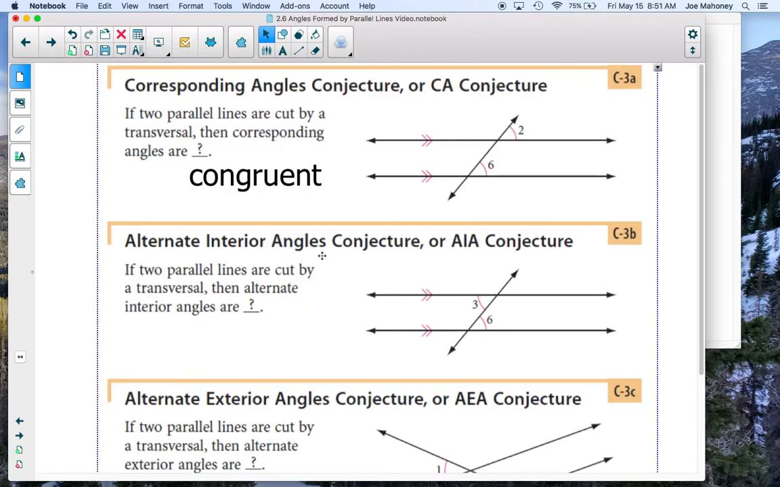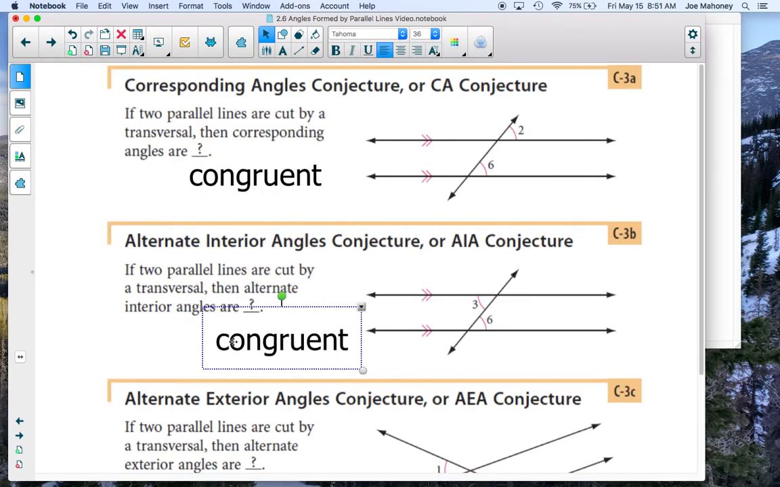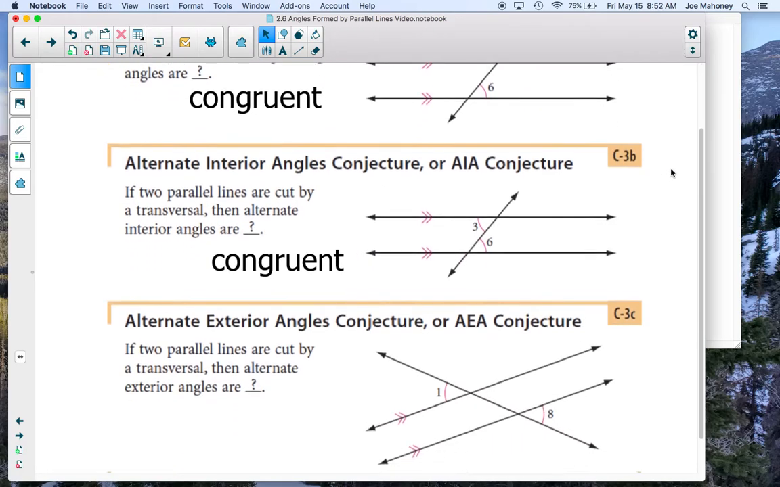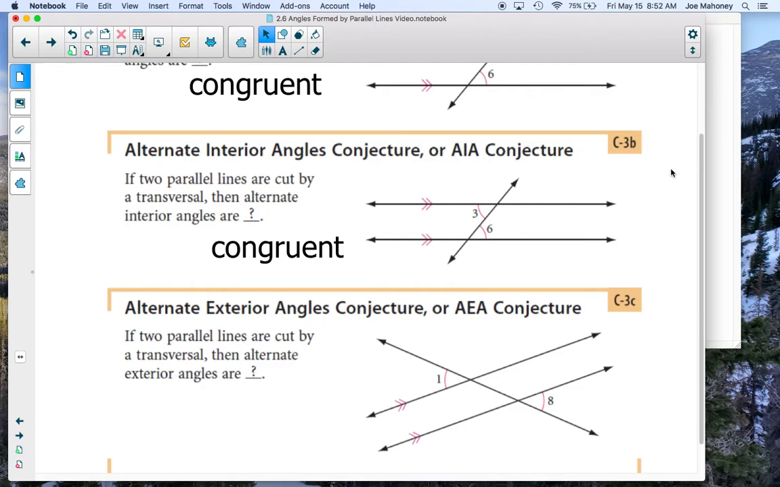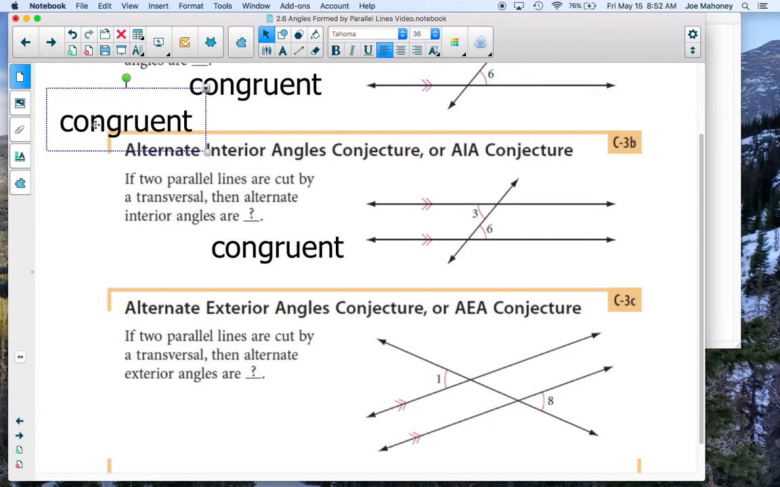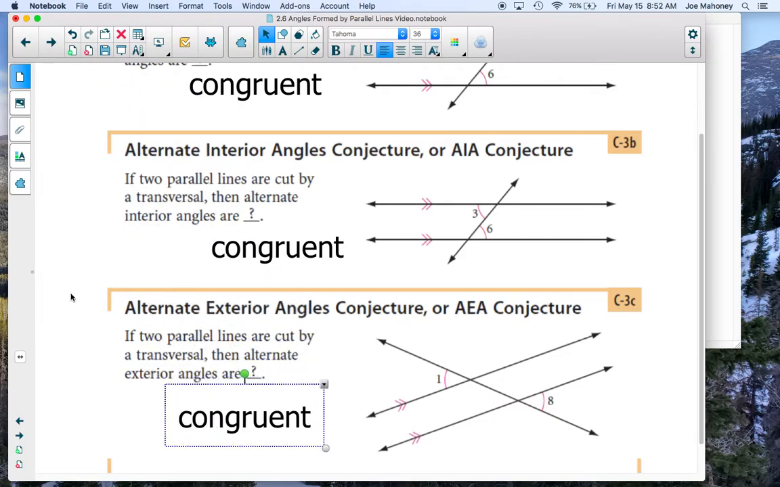And if you go down to the next one, don't write anything down yet. If you go down to the next one about the alternate interior angle conjecture, did you notice that if the parallel lines were cut by a transversal, its alternate interior angles were also congruent? Holy cow, this is great. And the alternate exterior angles, if those parallel lines are cut by a transversal, angles 1 and 8 are my alternate exteriors, did you notice that they were congruent as well?